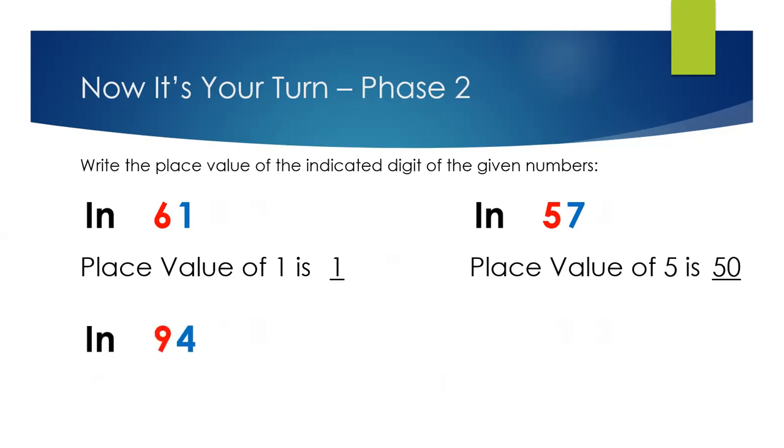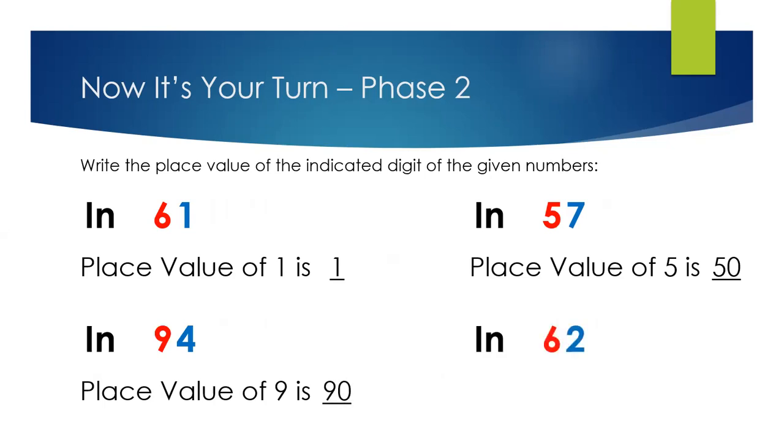Here is the number 94. The place value of 9: 9 is the second digit from the right, so 9 is also representing the place value of tens, so the place value of 9 is 90. Here is the fourth number 62. The place value of 2: 2 is the first digit from the right, so it is representing the place value of ones. So the place value of 2 is 2.